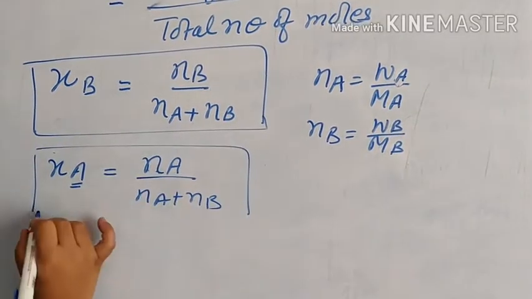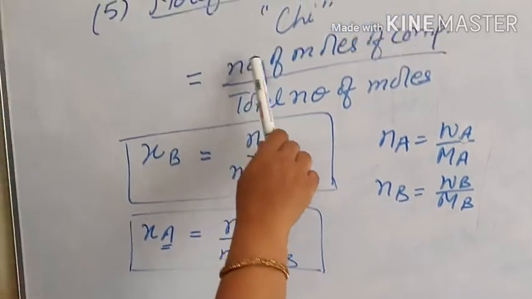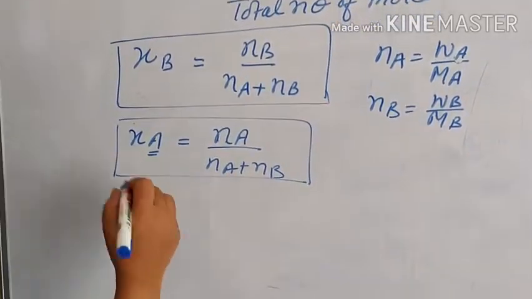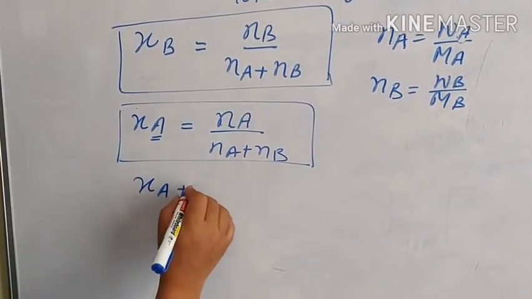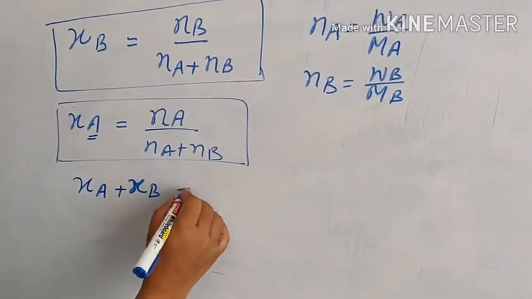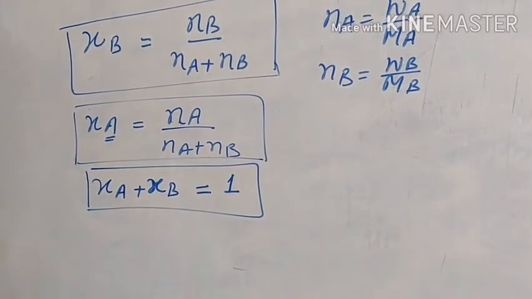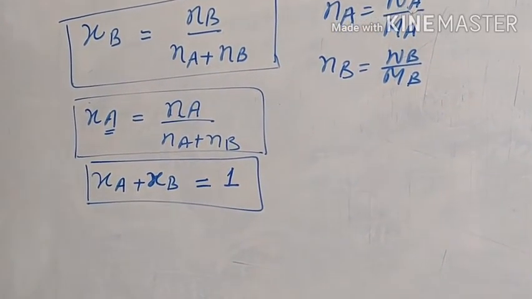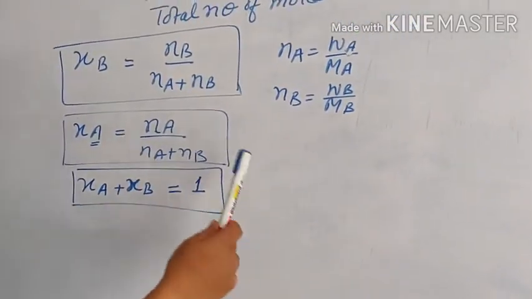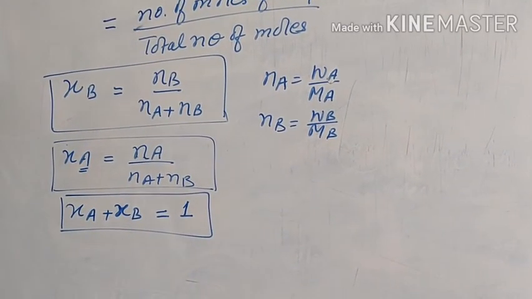So the mole fraction of both the components can be calculated by dividing the number of moles of the component by the total number of moles. One more thing, the sum of mole fractions of various components in a solution is always equal to 1. So chi A plus chi B is equal to 1. This is another method of expressing mole fraction. Now since it is also depending on mass only, therefore it is also not affected by temperature.